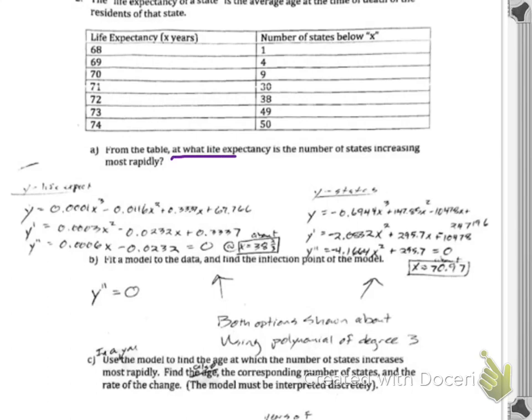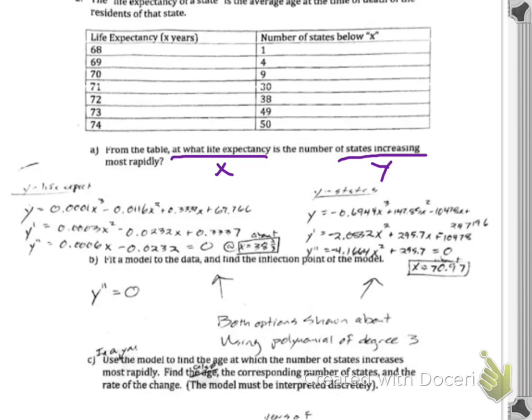"At what" means we're talking about that as like an X or an input. Number of states increasing most rapidly, "states increasing" would imply that's a Y, like a rate of change. So that's framing out which one would be Y and which one would be X, or which would be input and output respectively. So that's one way to look at that, setting that up. It does say look at the table above.